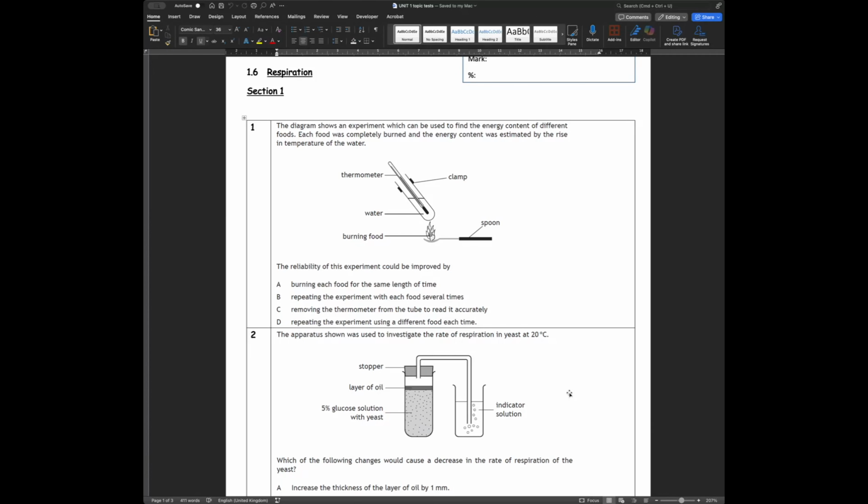What we're ideally after is to repeat the experiment with each food several times, because what that allows you to do is to get several results for each food and calculate an average, okay? And that average will probably be closer to the true mean than if we only did it once. So we improve the reliability by repeating the experiment for each food several times there.